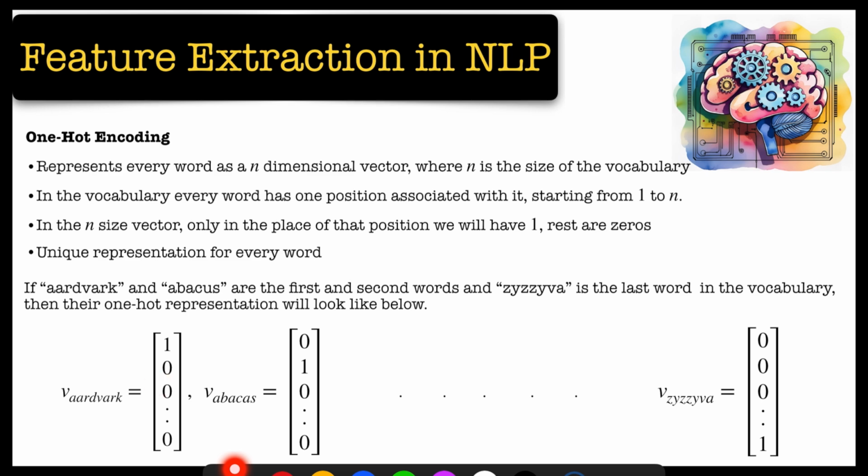So their one-hot vector representation will be something like this. The first one, in the first position will have 1, rest 0. For the second word, the second position will have 1, rest 0. And for the last one, the last position we have 1, rest 0.